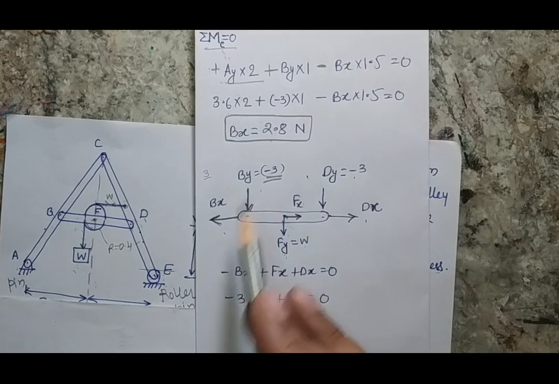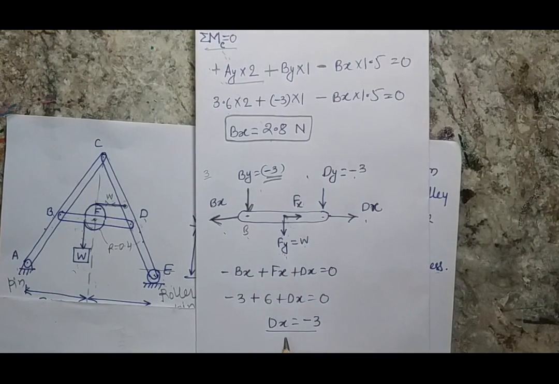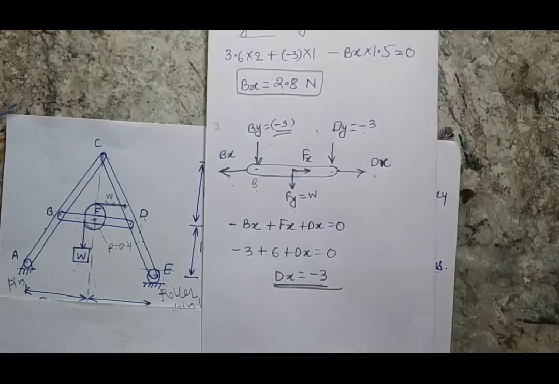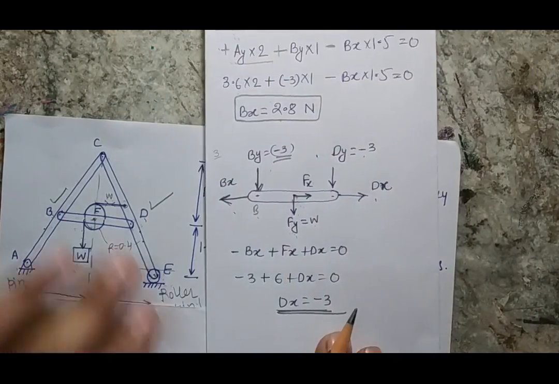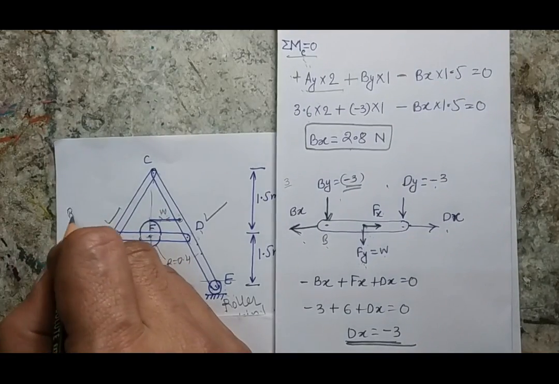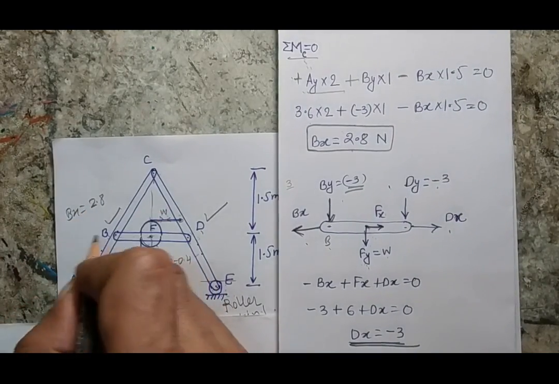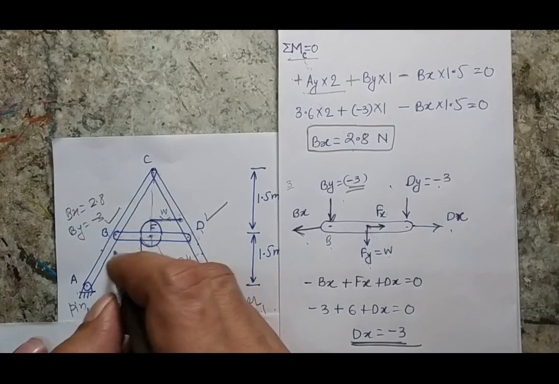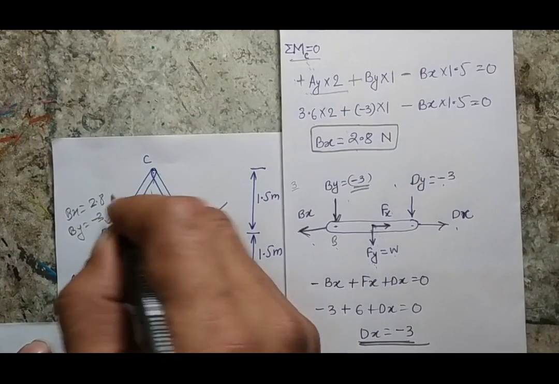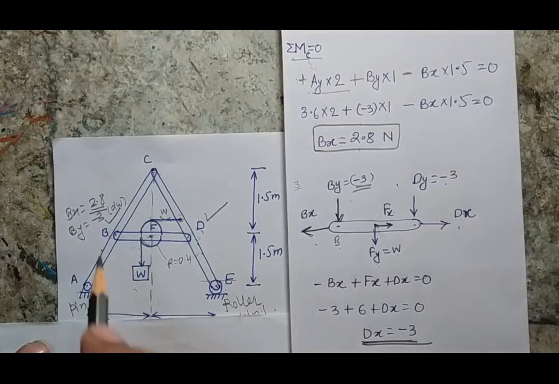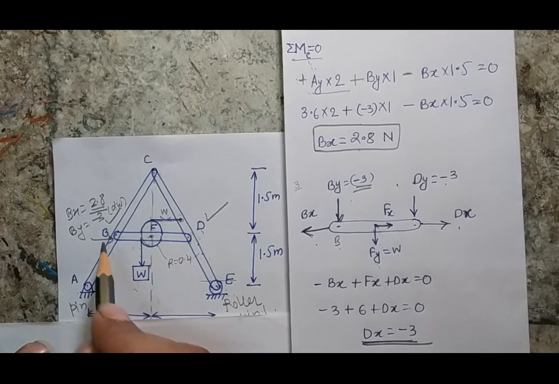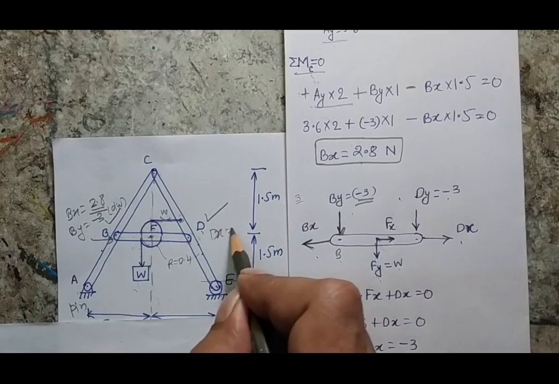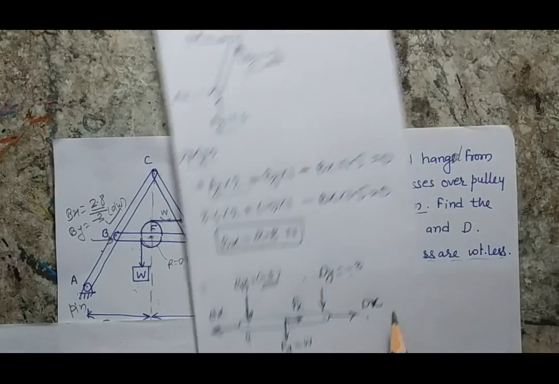Now if I balance the horizontal forces in this diagram, I get Dx is -3. So now I know all the reactions at point B and at point D. The reaction Bx comes out 2.8, By comes out -3. That means it is acting in the downward direction. So it is downward. This is correct, plus. So the direction of Bx will be towards this side, and I am getting Dx as -3.